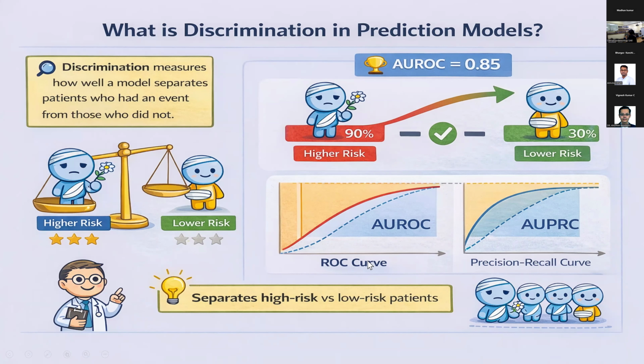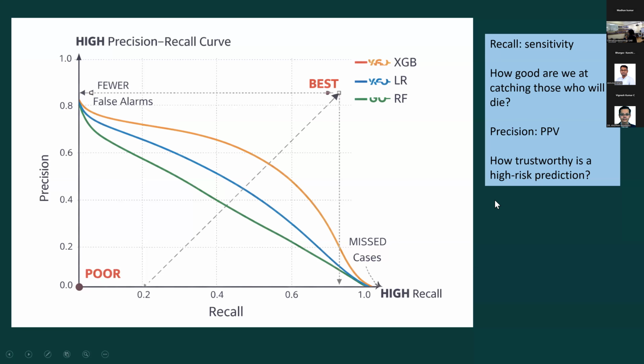So one thing is you can do it with the ROC curve, and the other is the precision recall curve. Because the events are very few, they are using a precision recall curve here in addition to ROC. So what is a precision recall? Recall is basically your sensitivity. How good are we at catching those who are going to die? That is your recall, which is given on your x-axis.